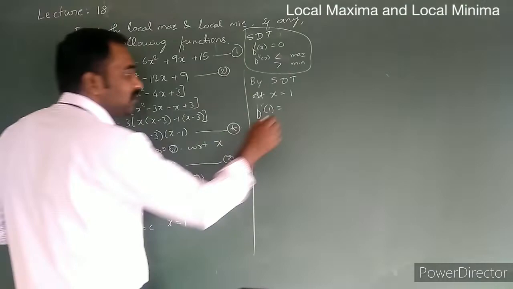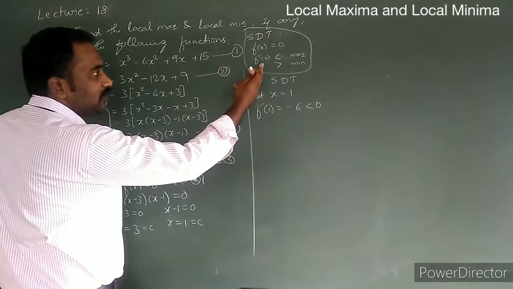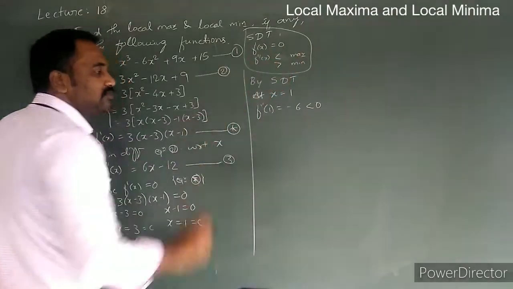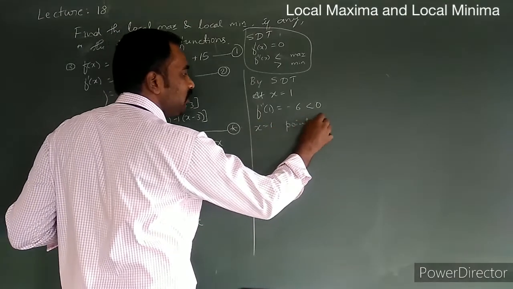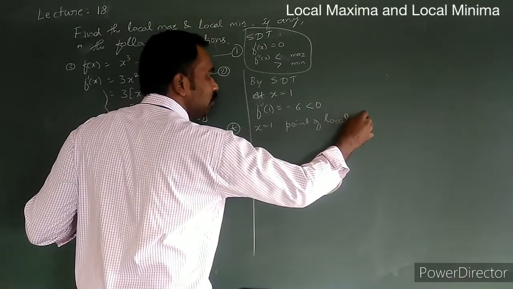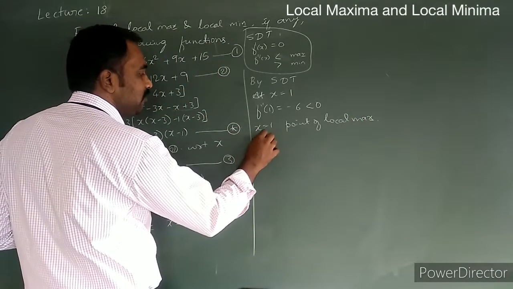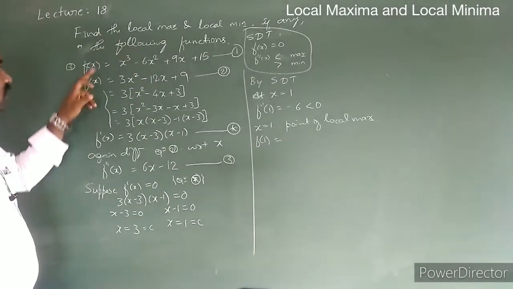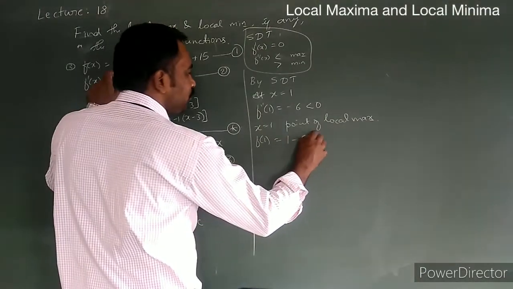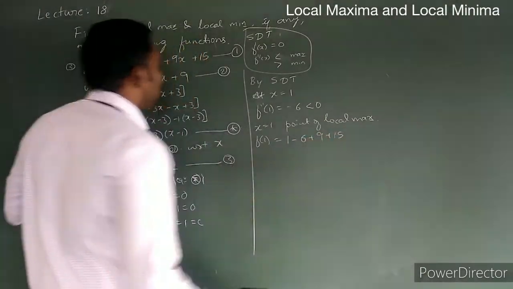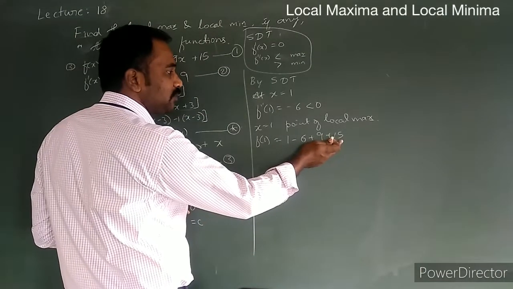6 into 1 minus 12 is minus 6, which is less than 0. The second derivative at a critical point is negative, and that is nothing but a local maximum. So x is equal to 1 is the point of local maximum. The local maximum value is f of 1. So this is f of 1 in the given function. Replace x value with 1: 1 minus 6 plus 9 plus 15. What is the value? 1 minus 6 is minus 5. Minus 5 plus 9 plus 15 is 10.